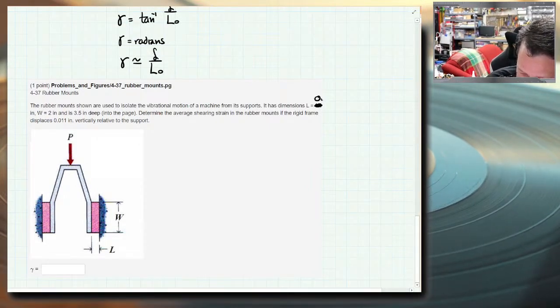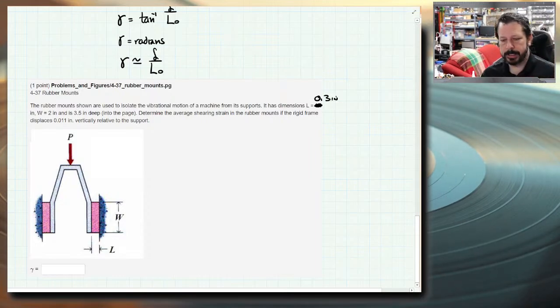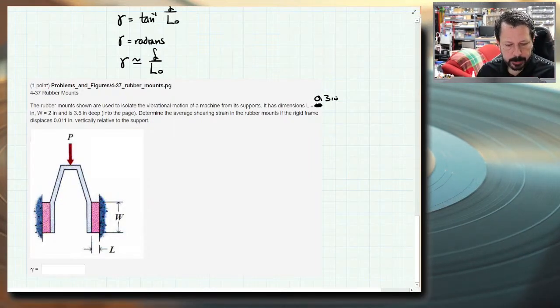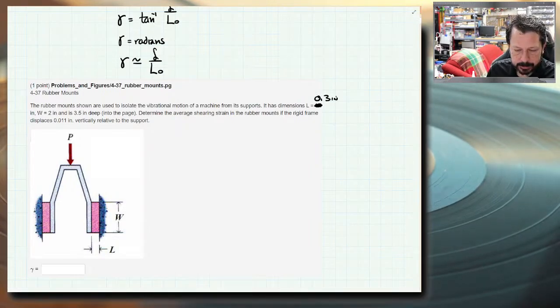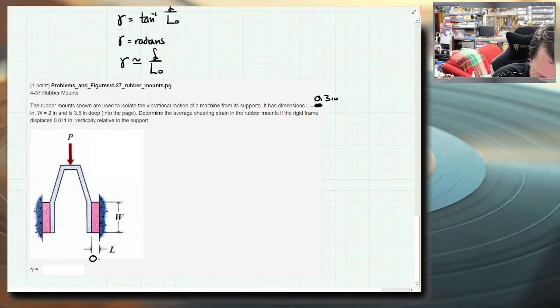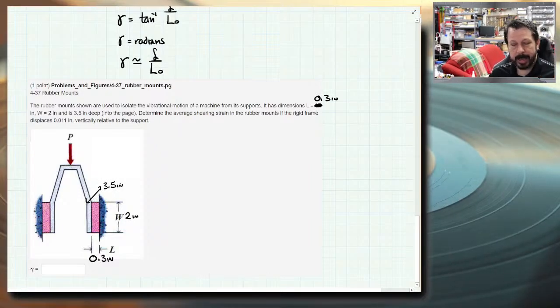0.3 inches. I just chopped it off a little bit. What it's asking us: these rubber mounts, the two pink blocks, are used to isolate the vibrational motion of whatever this little yoke is connected to. It has dimensions of L, so L down here, 0.3 inches, W, 2 inches, and into the page, so kind of that direction, is 3.5 inches. Determine the average shear strain.